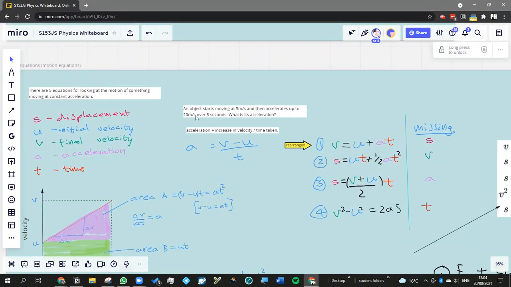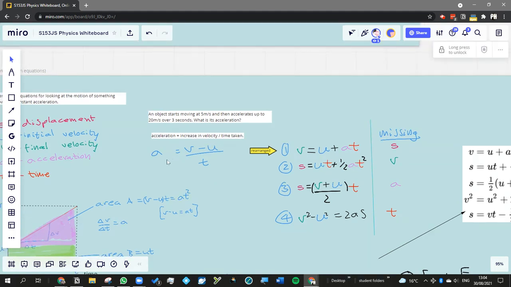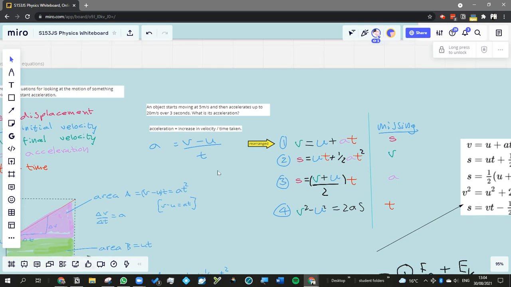For example, an object moving at 5 meters per second accelerates up to 20 meters per second over 3 seconds. What is its acceleration? Well, you use this equation at GCSE. We know it's just a change in velocity, or the increase in velocity divided by the time taken. You can work out the increase in velocity by the final velocity, take away the initial velocity, and then you divide it by the time taken. And so you would just do 20 minus 5, which is 15, and divide it by 3, and so you get the acceleration is equal to 5 meters per second squared for that question.